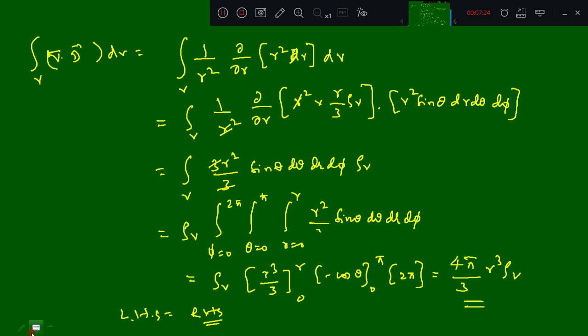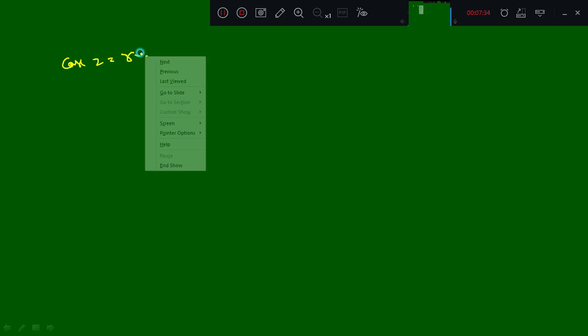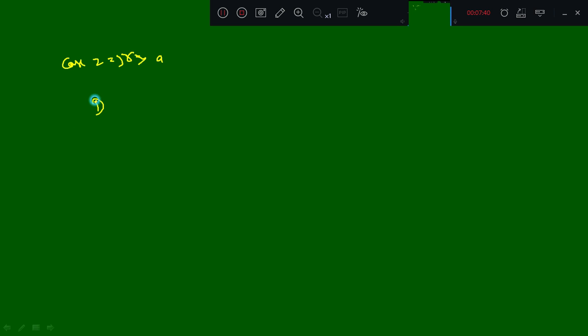Then one more case, case 2, where r is greater than a. For r greater than a, we have the D formula: D is equal to a cube into rho V divided by 3 r square into a_r. This is the D formula.